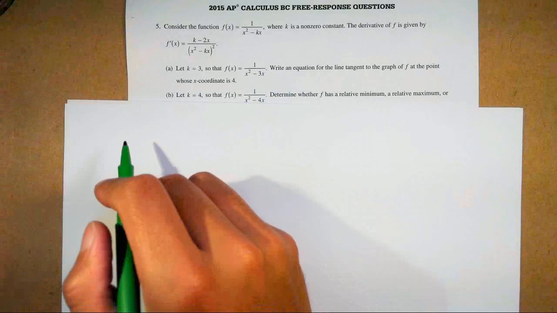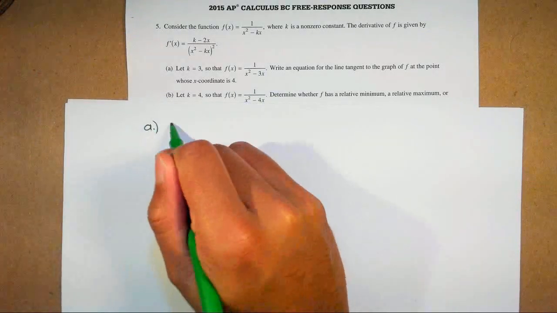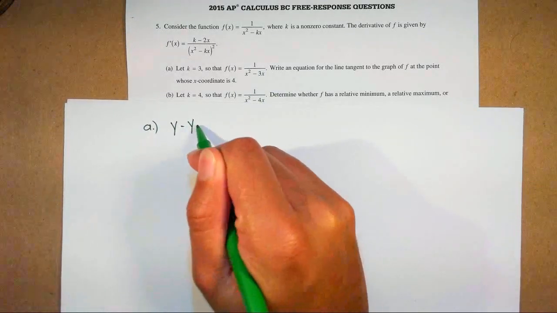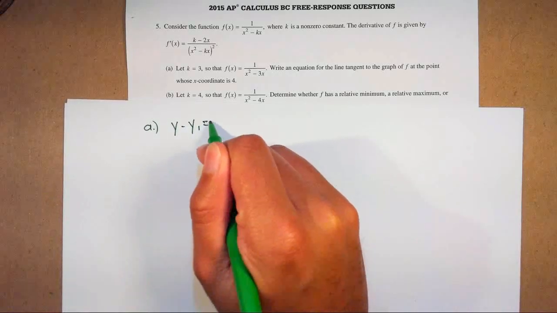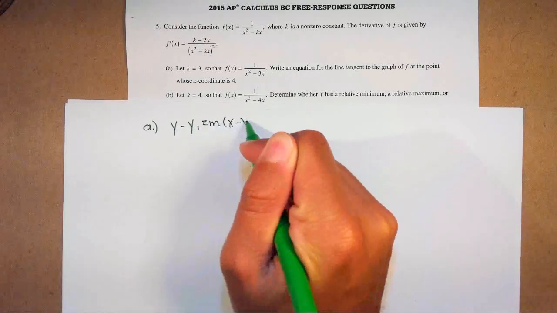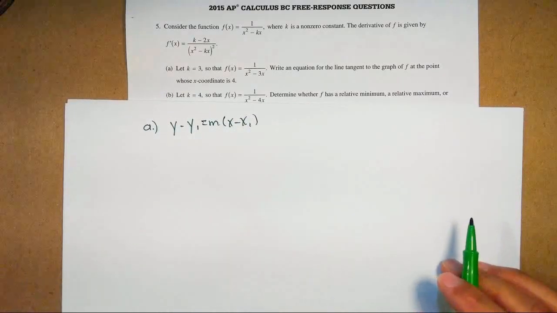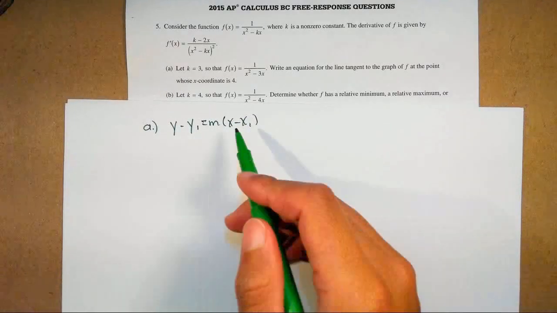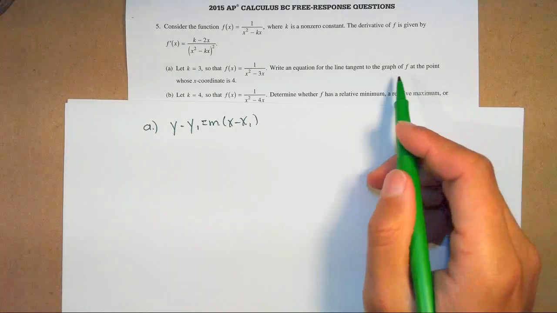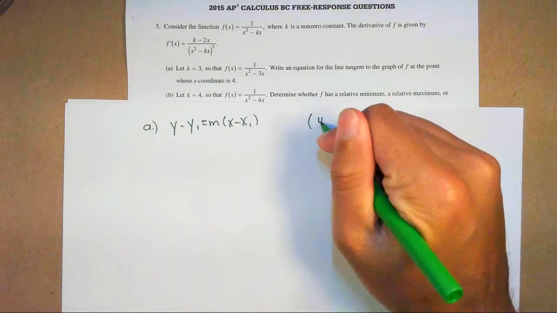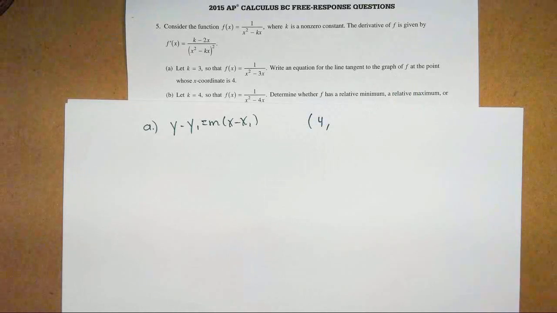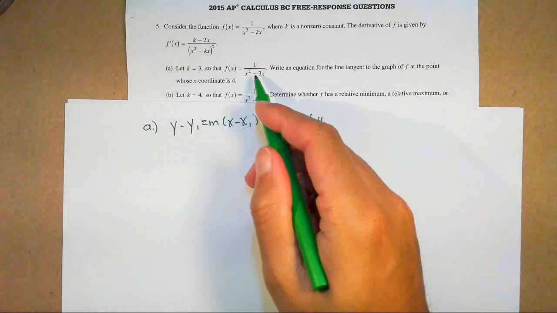Okay, so for part A, the fact that I see line tangent, I automatically think of this: y minus y1 equals m parentheses x minus x1. That is the first thing I think about. Now the next thing I think about is I need to figure out x1, y1. But they told you the point whose x coordinate is 4. Well, how do we find the y? Since we're given x, we can plug it into the original equation and find y.